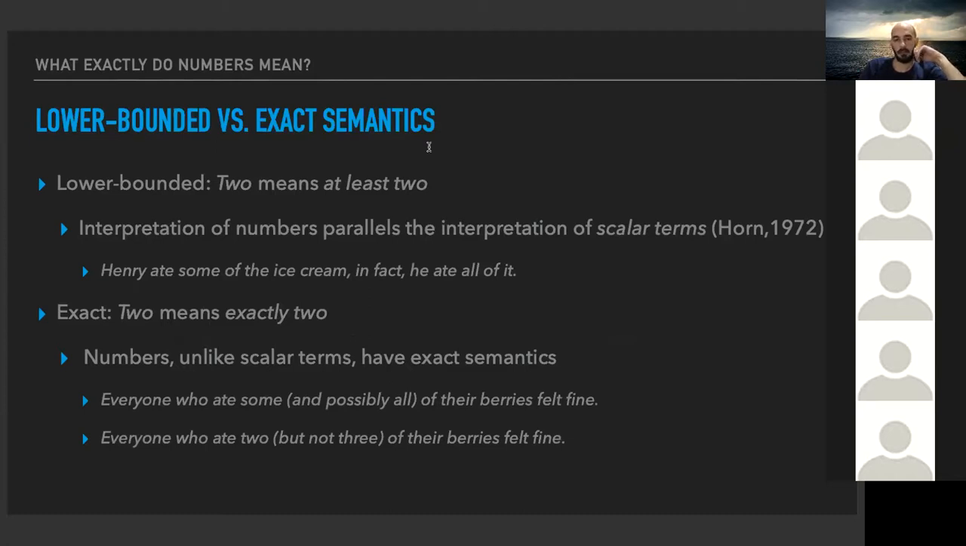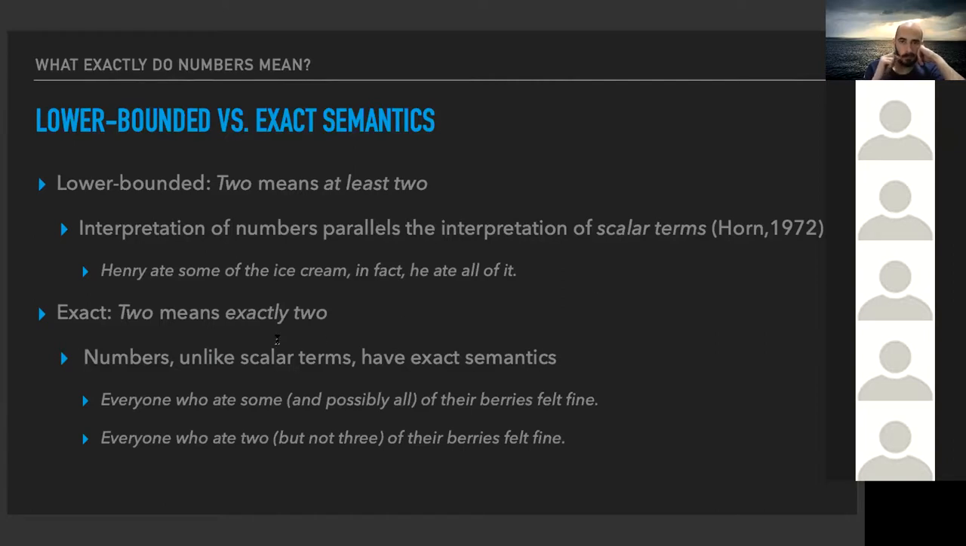To do so, let's talk about scalar terms first. So you can say that scalar terms are upper and lower bound. So either they mean some but not all, or some and possibly all, or at least some. And we already heard about this in the last weeks. But now Horn stated that number words are interpreted parallel to scalar terms. So saying that 2 actually means at least 2. So if I say 2 dogs, it means at least 2 dogs.